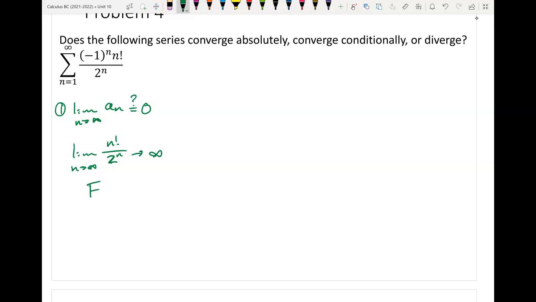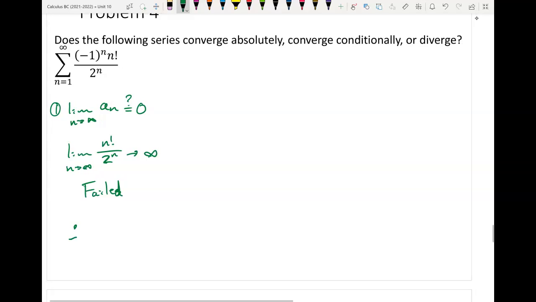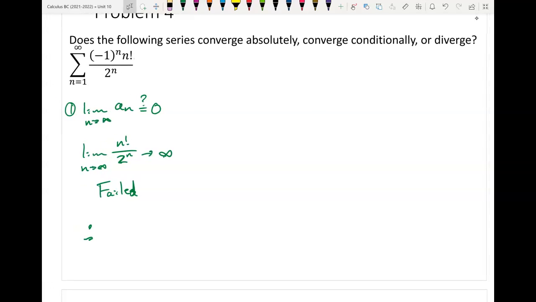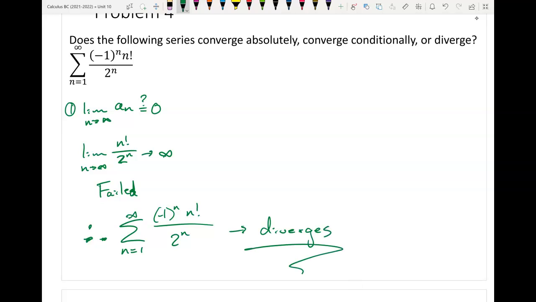So that failed. So therefore we can conclude that our series diverges, right? So do I need to check about conditional or absolute? No, because it diverged. All right? Diverges. Because remember, it's converge absolutely, converge conditionally, or diverge, and that's the one that I have.